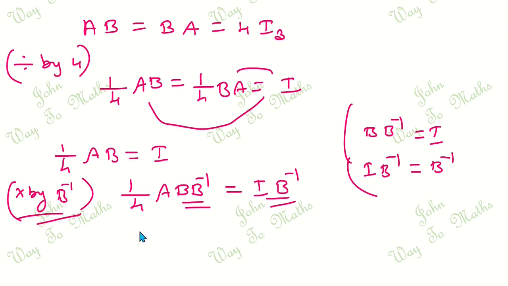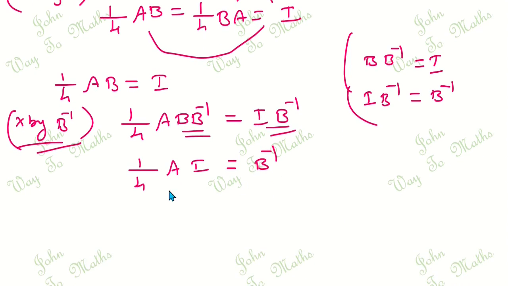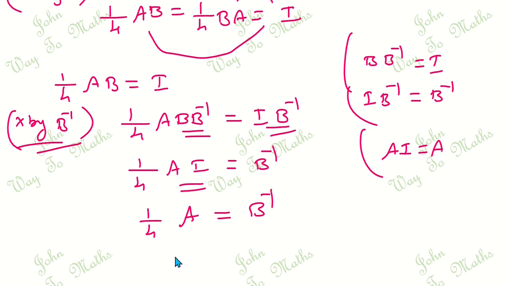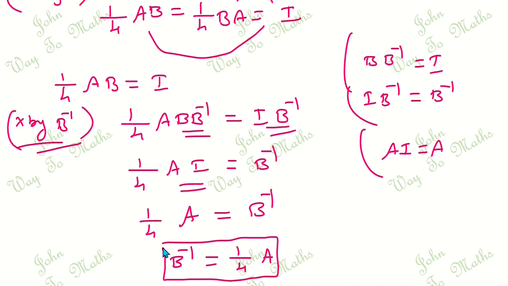So I'm going to apply this one. 1 by 4 of A times, this can be written as the identity matrix from the property, here A into any matrix multiplied gives that particular matrix, so I'm going to put B inverse. Next, again I'm going to apply the property: A into the identity matrix is equal to A matrix, so AI becomes A, which is equal to B inverse. I'm going to rearrange: B inverse is equal to 1 by 4 of A matrix. This condition I'm going to use next for the formation of the equations.